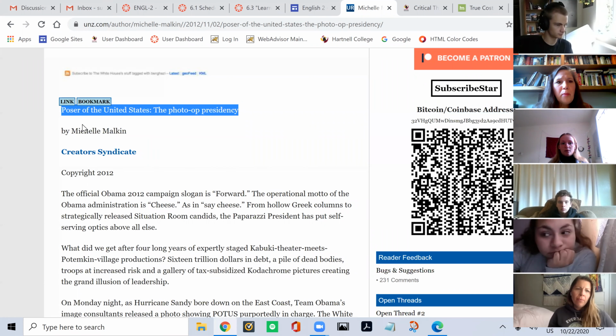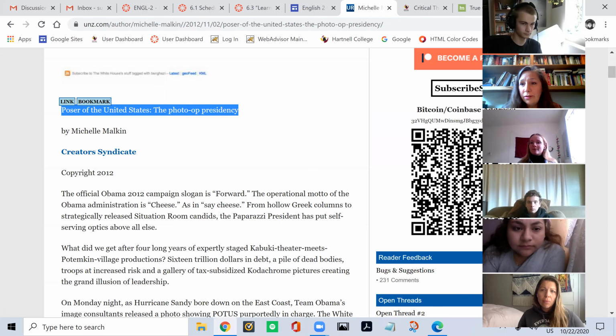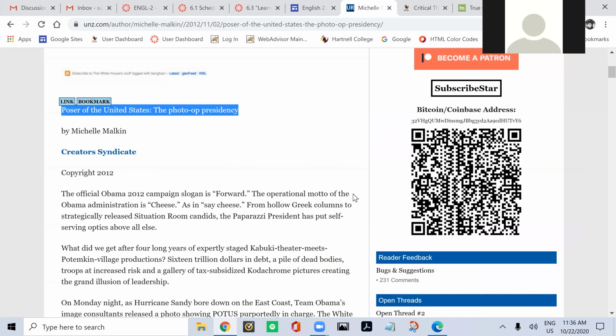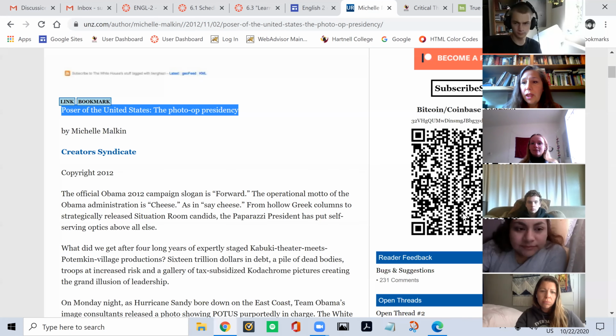Okay, the title: The Poser of the United States, the photo op presidency. Who's she talking about? Who's the president in 2012? Nobody knows? Or is it just an obvious question? It wasn't meant to be rhetorical. Who's she talking about, you guys? You can type, you can speak. Eleanor, do you know? Your box lit up. Obama, yeah. She's talking about Barack Obama.